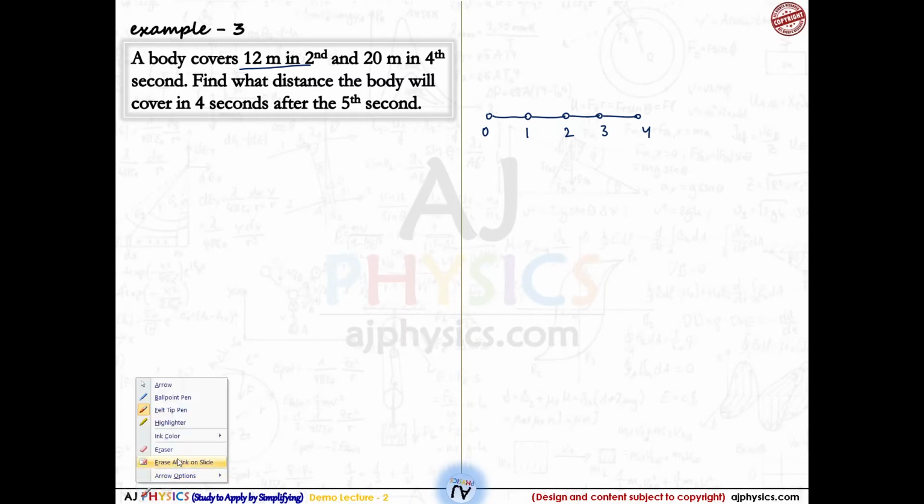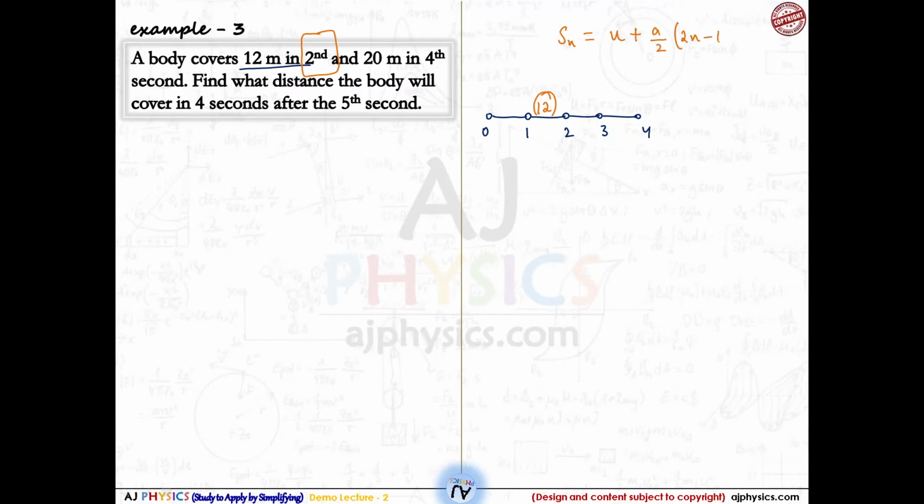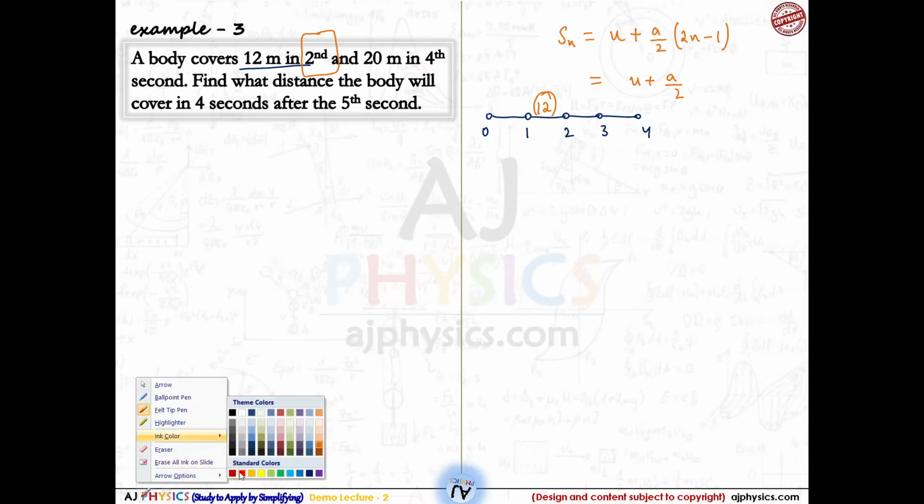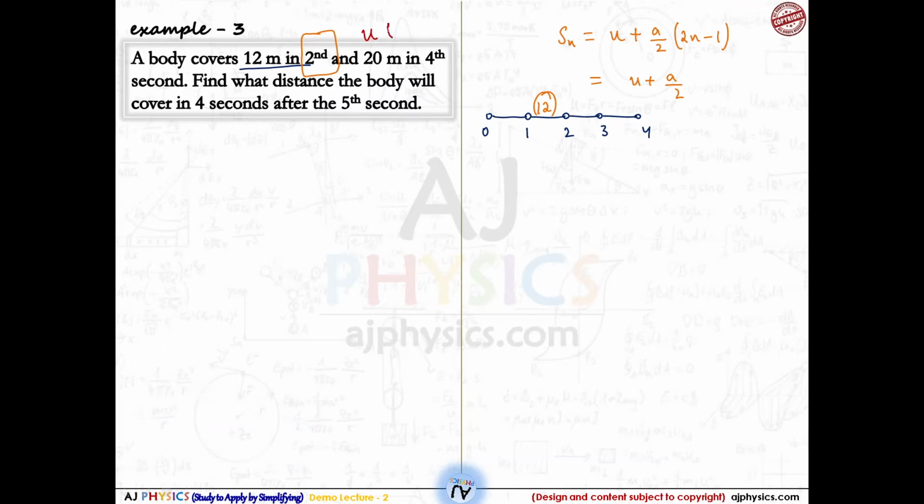Now it has been mentioned here that the distance covered in the second is 12 meters. So this is the particular second. Okay, so for the particular second, we use this relation. Fine. And then after that, let's try to substitute the values here. So the first equation will be u plus a by 2. We have not been given the initial speed and the acceleration. These two variables, u and a, are not mentioned in the question.